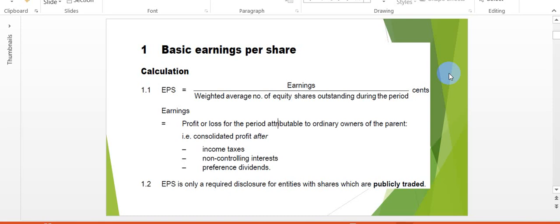The earnings are described as the profit or loss for the period attributable to ordinary shareholders, or to owners of the parent in the case of a consolidated company, which will be the consolidated profit after income taxes, non-controlling interests, and preference dividends. The EPS is only required to be disclosed by those entities whose shares are publicly traded on the stock exchange.